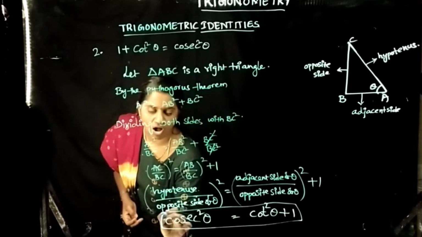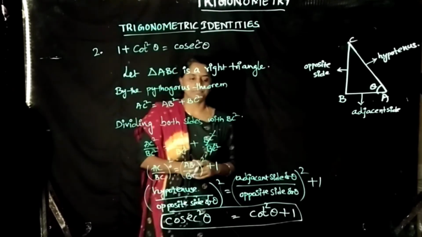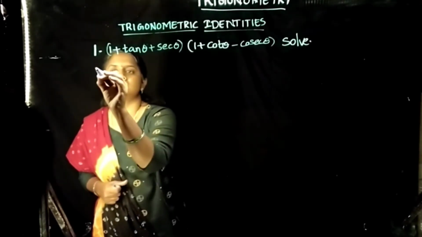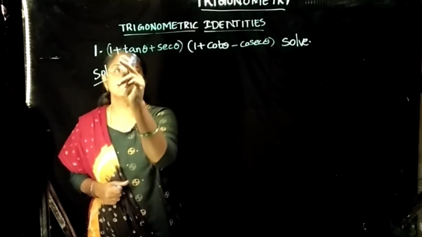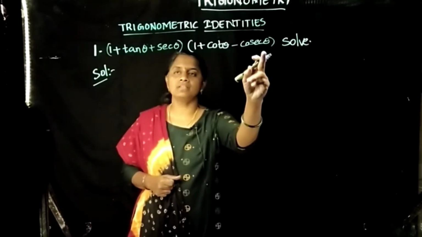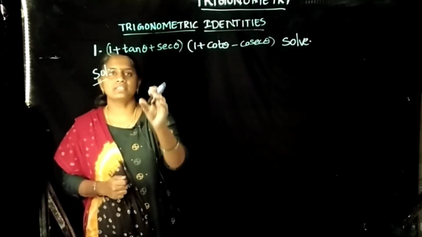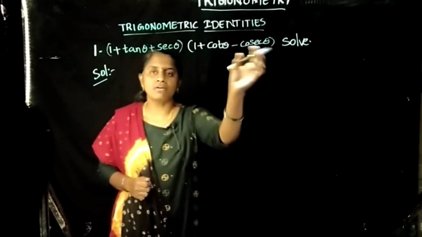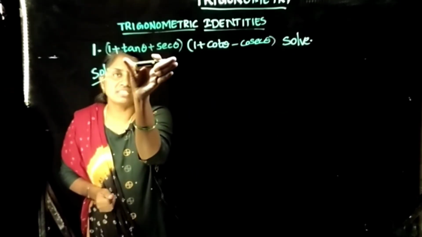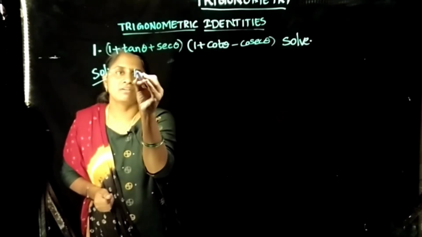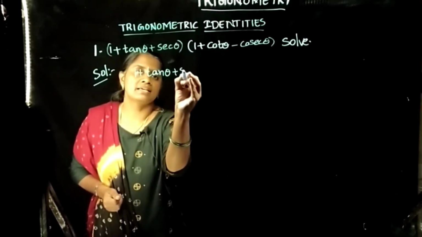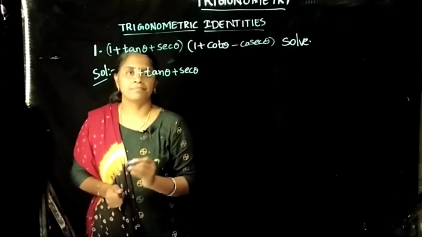It is another identity of trigonometry. Now we are doing one problem on the trigonometric identities. The given problem is 1 plus tan theta plus secant theta into 1 plus cot theta minus cosecant theta. First we are changing these terms in terms of sin theta and cos theta. Let us take the first term, 1 plus tan theta plus secant theta.